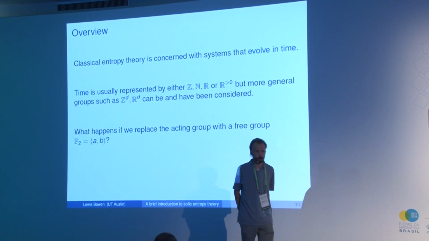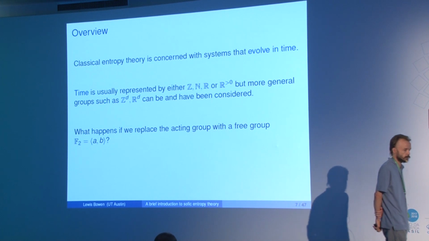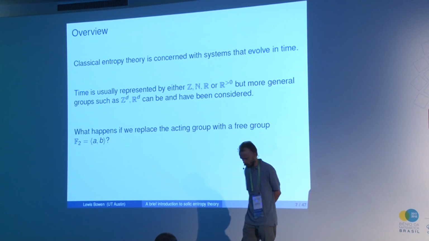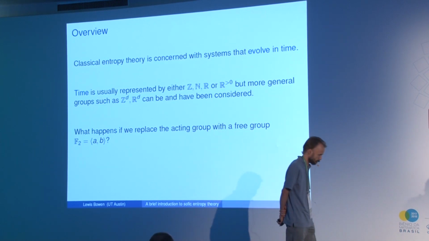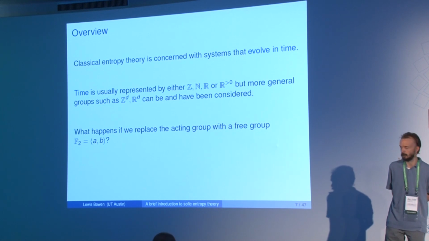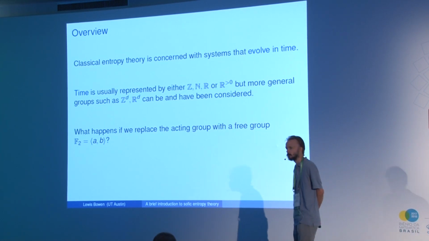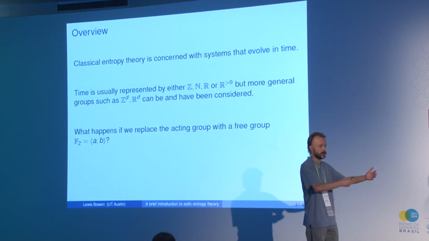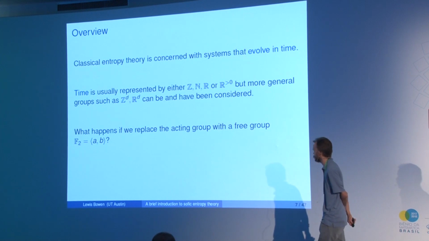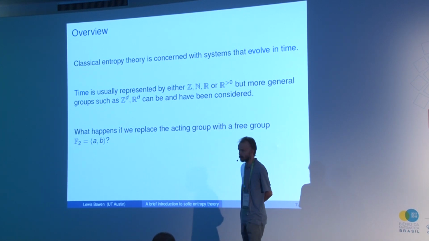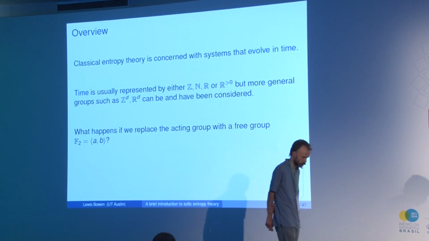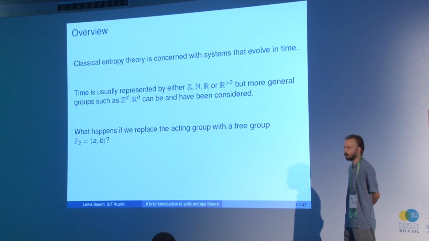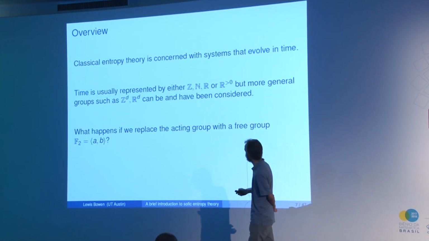Okay, but what happens if we replace the integers with the free group of rank 2? Before getting to the free group of rank 2, by the way, you might think of replacing Z with Z^d, and that turns out to be easy to handle. In fact, for any amenable group, one can generalize entropy theory in a fairly straightforward way. But when you get to a non-amenable group, such as the free group of rank 2, unusual phenomena occur. And this unusual phenomena is well illustrated.